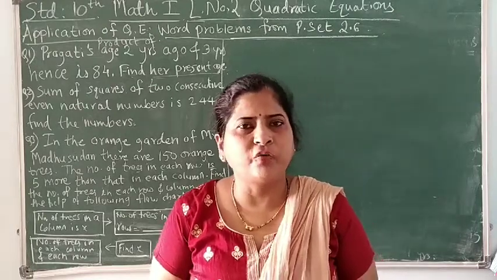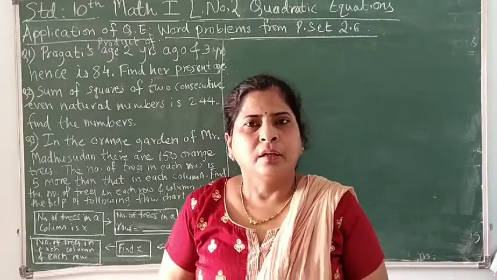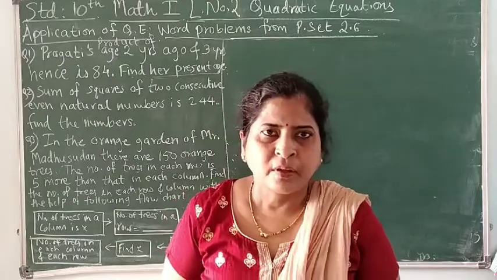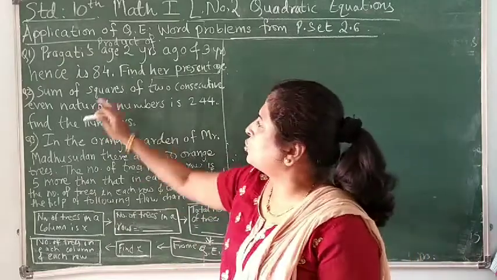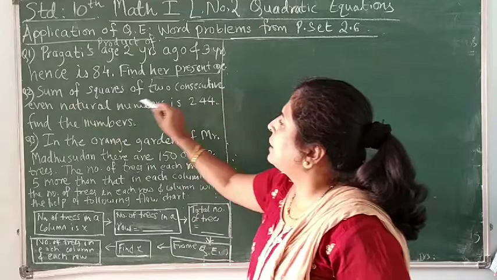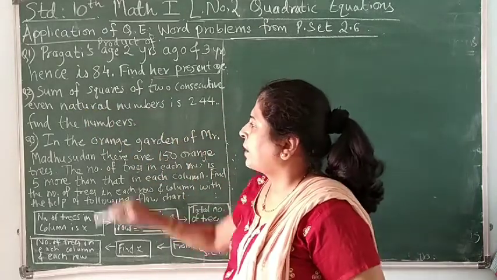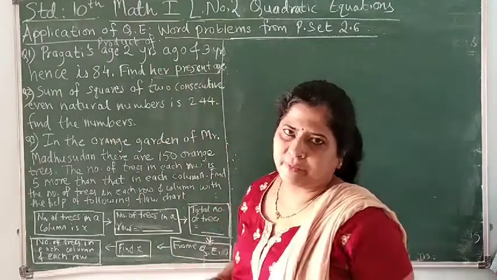In our 16th video, we have seen how to frame a quadratic equation from the given information and how to solve and how to get its answer. Now let's solve the next sum from the practice 2.6, question number 2. The sum of squares of two consecutive even natural numbers is 244. Find the numbers.